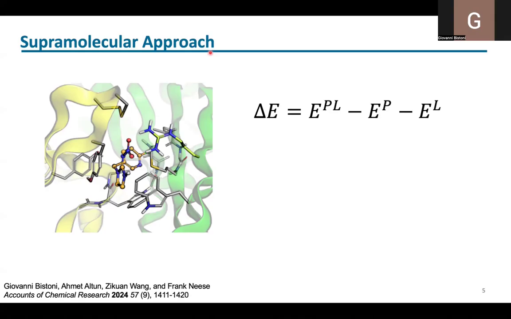For example, for computing the association energy between a ligand and a protein within the supramolecular approach, we need to compute the energy of the protein ligand adduct and then subtract from this energy the energy of the unbound ligand and of the original protein.